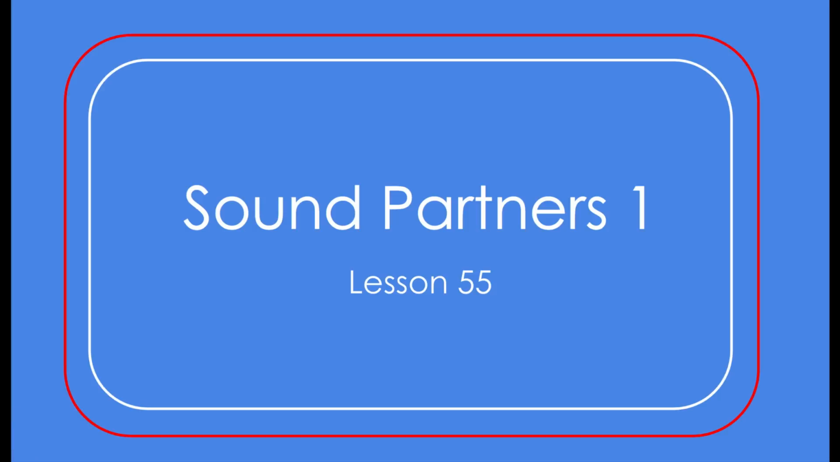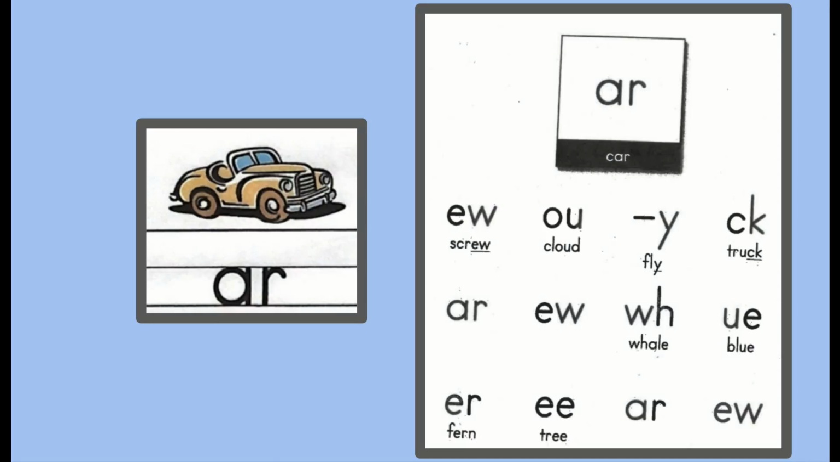Sound Partners 1, Lesson 55. Today we will learn a new sound made by the letter pair A-R, R like in car. When you hear that sound in the word, it's represented by the letter pair A-R.